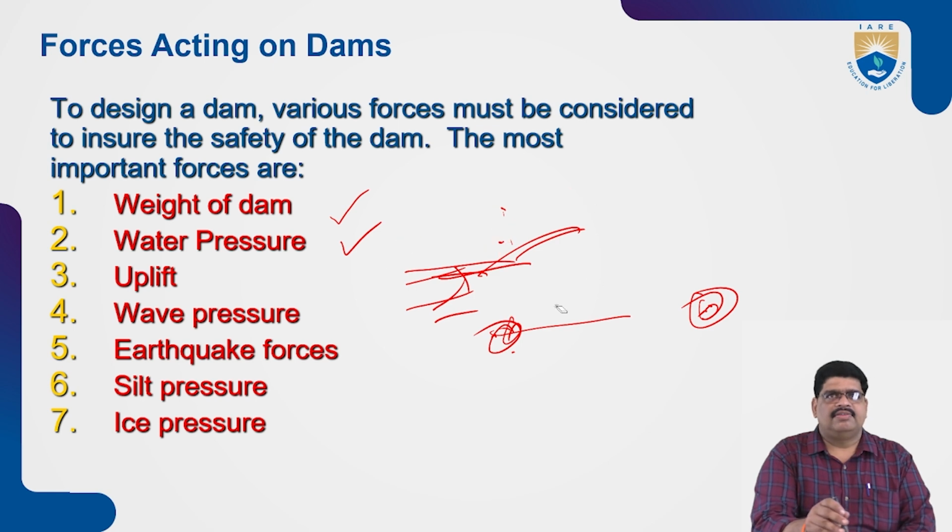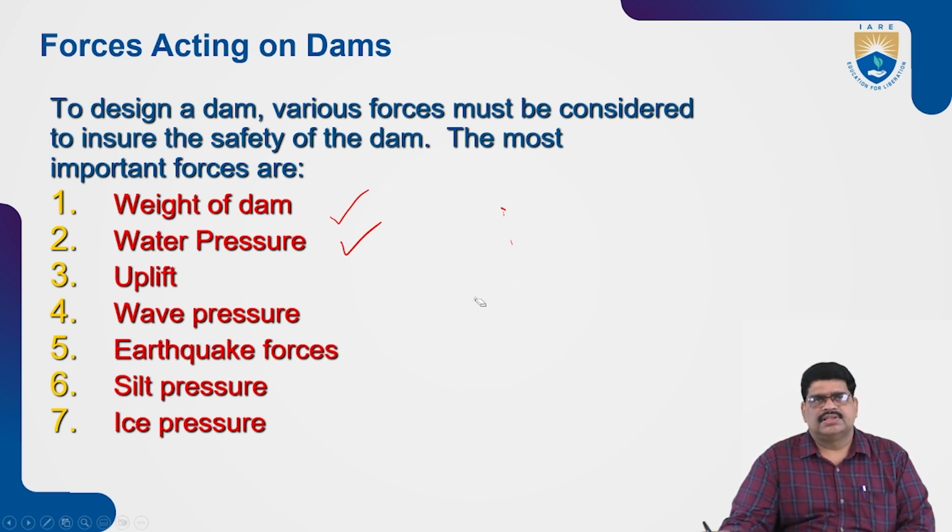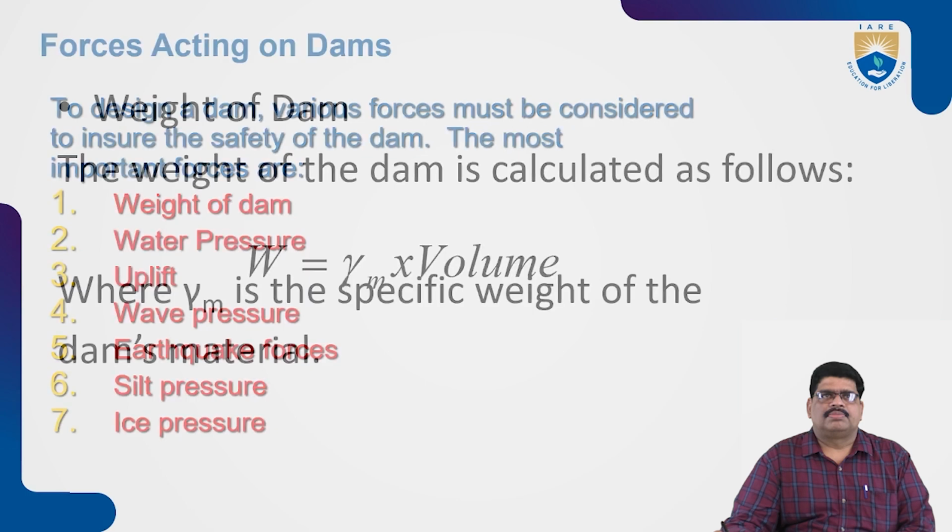Next one is wave pressure. The remaining will all be discussed one by one: wave pressure, earthquake forces, silt pressure, and ice pressure. Generally, these are the forces acting on the gravity dam. Let us see one by one.